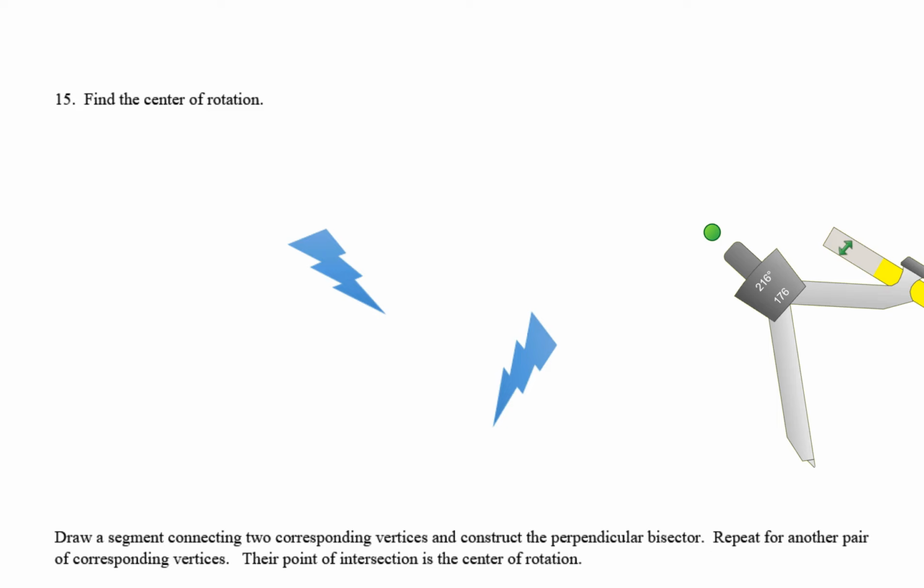Lastly, what we're going to do is find the center of rotation between these two lightning bolts. You can see that it looks like one lightning bolt could be mapped onto the other by a rotation, probably with the center about in here. What we're going to do is create a segment joining two corresponding vertices, so just like that. And we're going to do the perpendicular bisector of this segment that we've just constructed.